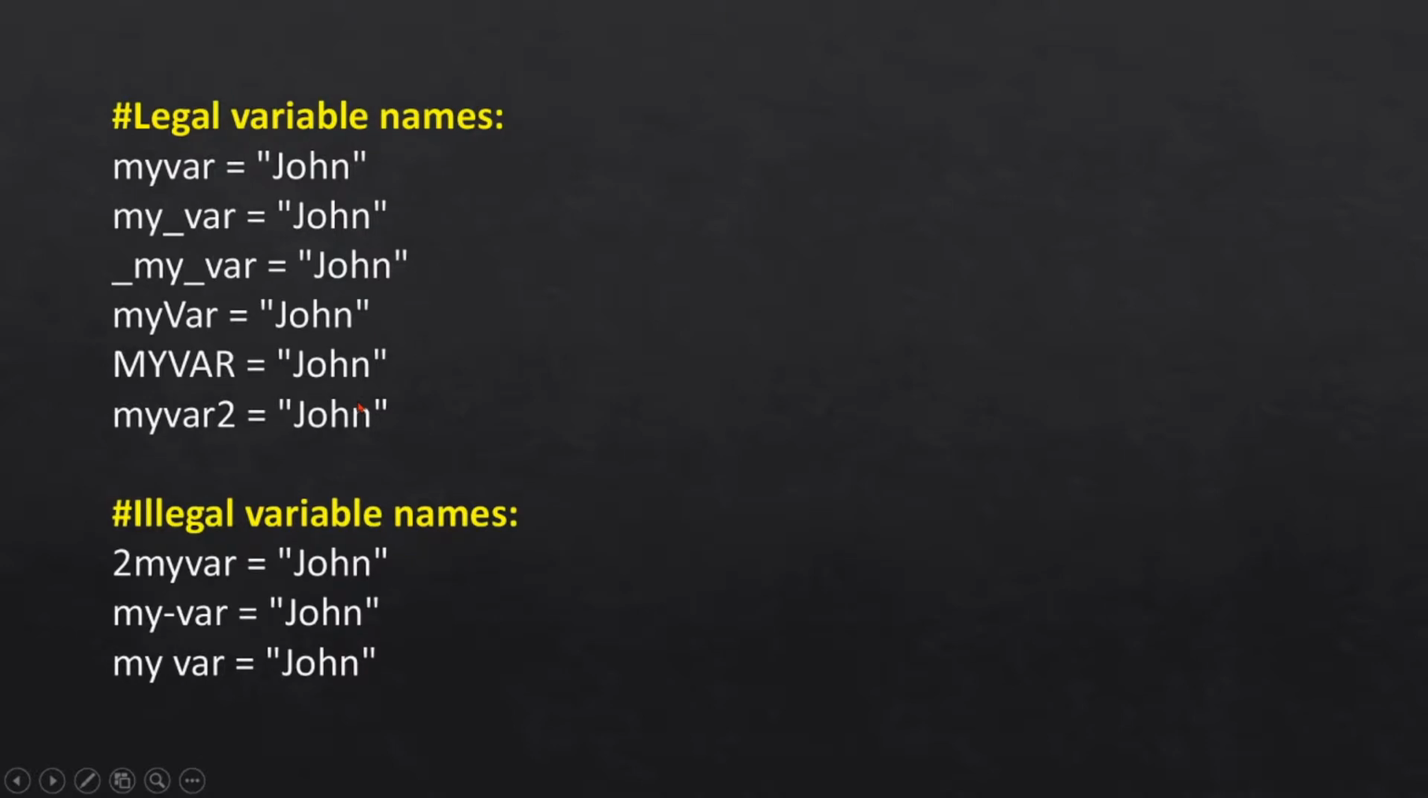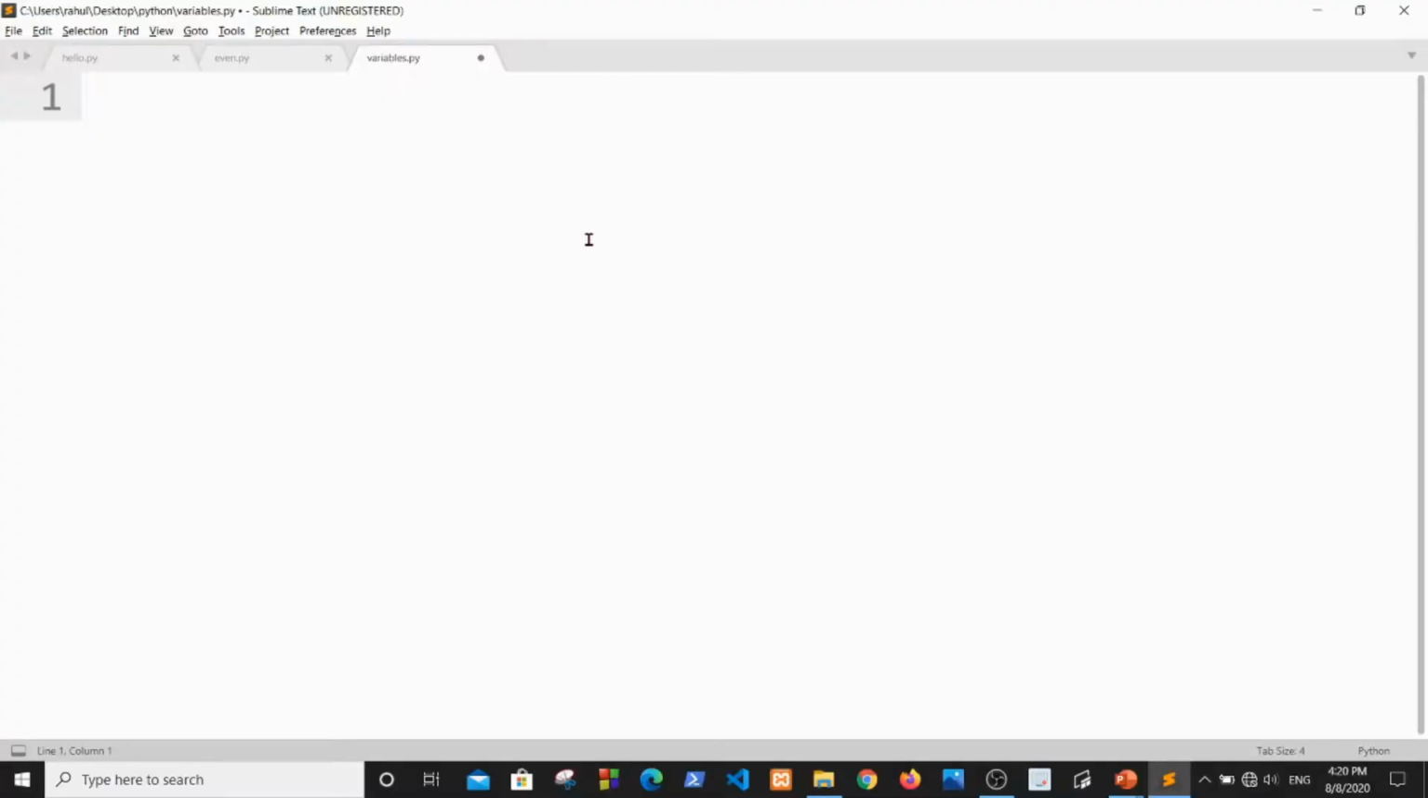Here is a list of legal variable names and illegal variable names. We will see how to create variables and how to use them. So move on to the Sublime Text Editor. Now to create a variable, first we need a variable name. Actually the variable name can contain letters, digits and underscore. But the first letter should be a letter or underscore. It should not be a digit.